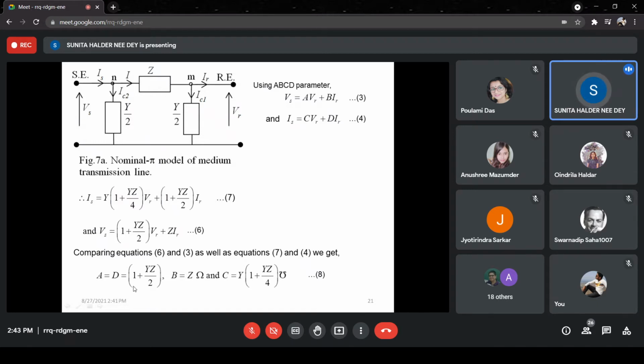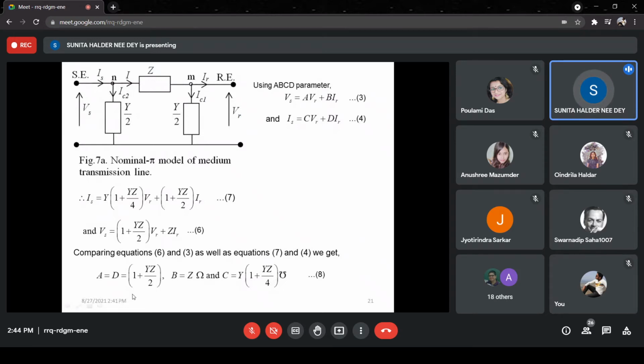From the expression you see A must be unitless because Vs equal to A VR. So A should be unitless, then only Vs will be equal to A VR, with the unit remaining voltage. In a similar way, B should be impedance, then only Z into I may be a voltage. So B must be an impedance. Here B equal to Z, so it is correct. C must be an admittance. You see C is Y into (1 plus YZ by 4). YZ is unitless, so the bracket term is unitless, but Y is admittance. So C is the admittance, right?